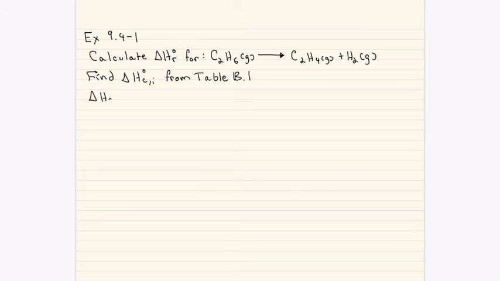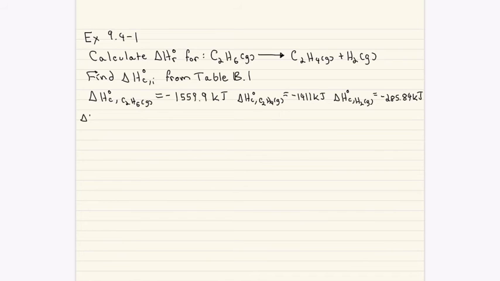From Table B1, we could find that the enthalpy of combustion for ethane gas is equal to negative 1559.9 kilojoules. For the ethylene gas, the enthalpy of combustion is negative 1411 kilojoules. And then for H2 gas, the enthalpy of combustion is negative 285.84 kilojoules.